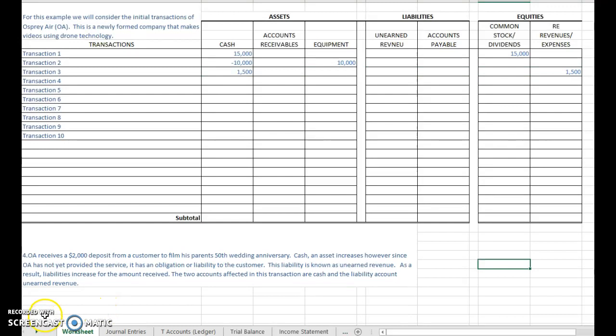OA receives a $2,000 deposit from a customer to film his parents' 50th wedding anniversary. Cash, an asset, increases. However, since OA has not yet provided the service, it has an obligation or liability to the customer. This liability is known as unearned revenue. As a result, liabilities increase for the amount received. The two accounts affected in this transaction are cash and the liability account, unearned revenue.